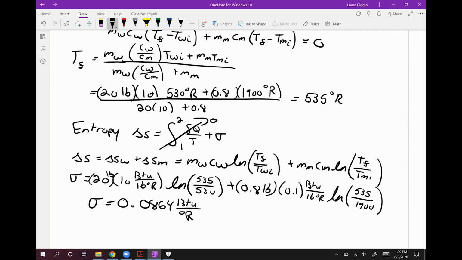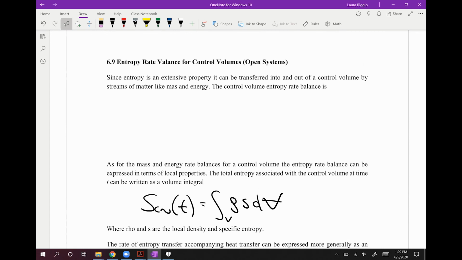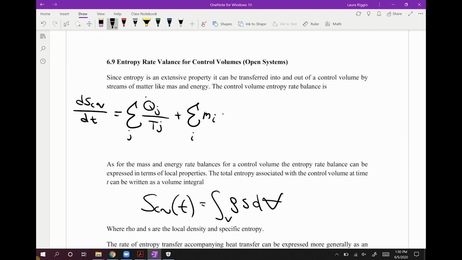BTUs per degree Rankine. So now we're actually going to introduce the entropy balance for open systems. It's an extensive property. It can also be transferred into and out of a system by mass transfer. So our entropy rate balance is the rate of entropy within the control volume is equal to the sum of any heat transfer that's occurring at the boundaries plus the entropy that is entering the system with our mass flow minus any entropy that is exiting the system with our mass flow plus the rate of entropy production within the system.